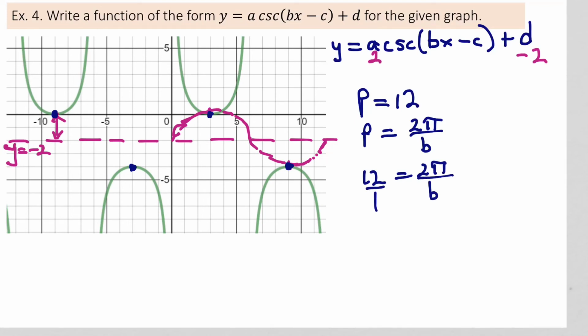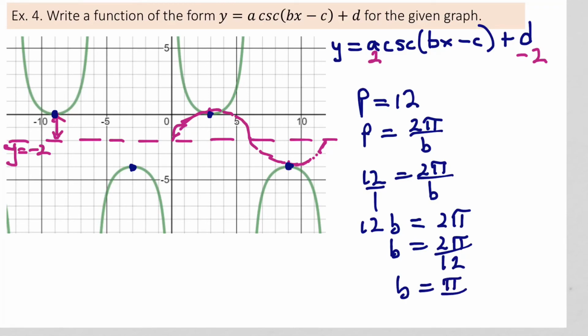So I could say 12b is equal to 2 pi, which means b is equal to 2 pi over 12. So b is equal to pi over 6. All right, so we can say b is pi over 6. All right, so now we just have to find c.